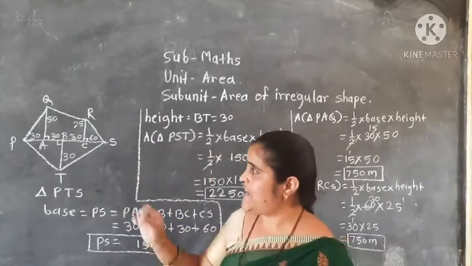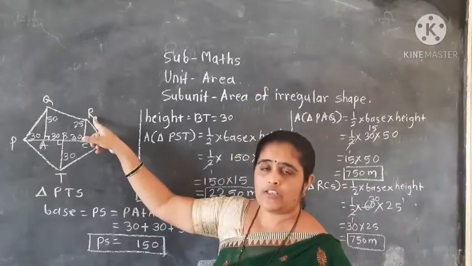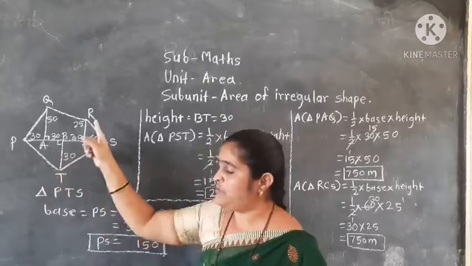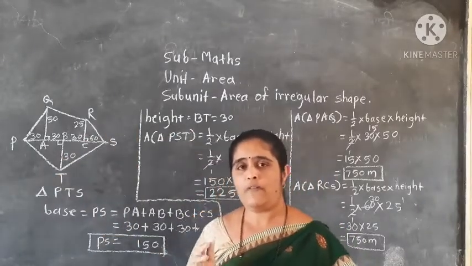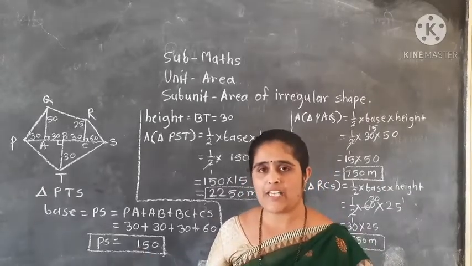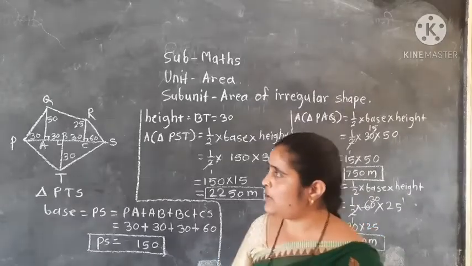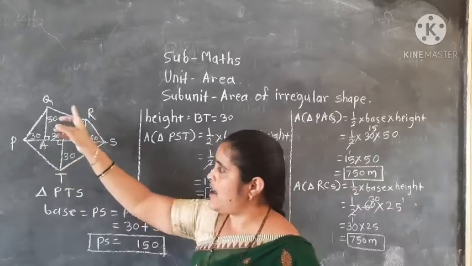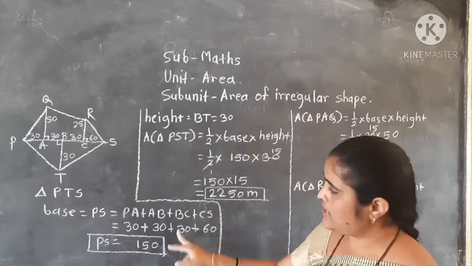One quadrilateral remains as it is, that is QACR. This is a trapezium, and for calculating its area we can use the formula of a trapezium. The formula of a trapezium is 1/2 into the sum of the parallel sides into height. We have to use this formula for calculating the area of trapezium ACRQ. Okay, let's see again.